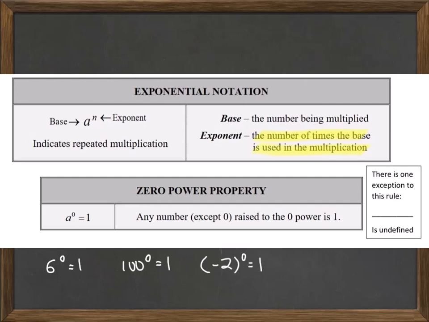Again, the only exception to this rule is if I have 0 to the 0 power. Sometimes some sources will say that it's undefined. Some will define 0 to the 0 power as 1. I've seen that. But again, in this course, we're going to just say that 0 to the 0 power is undefined. Okay. But again, any other number besides 0, anything else, whether it's negative or positive, raised to the 0 power is defined as 1.